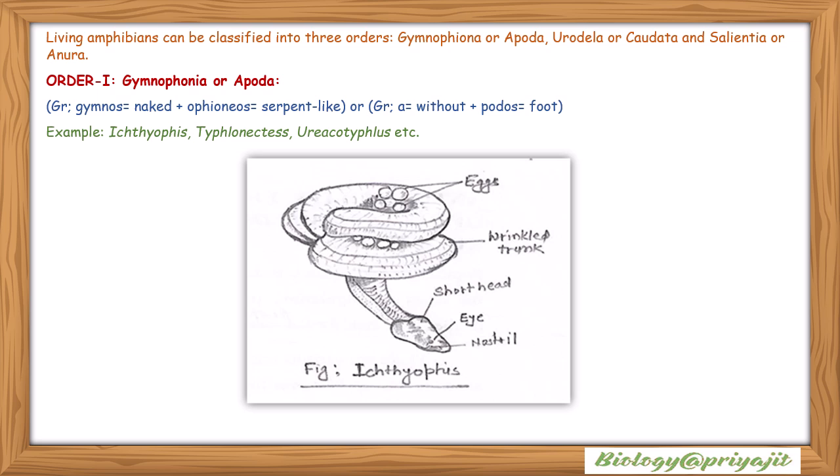They possess a compact, bony skull. Their reproduction involves internal fertilization, with males having a copulatory organ. They are mostly found in moist tropical soils or aquatic habitats. They move by body undulation and are distributed across South America, Africa, and South Asia, with around 55 known species. This is an example of Ichthyophis, an example of Gymnophiona or Apoda. Other examples are Typhlonectes, Uraeotyphlus, etc.